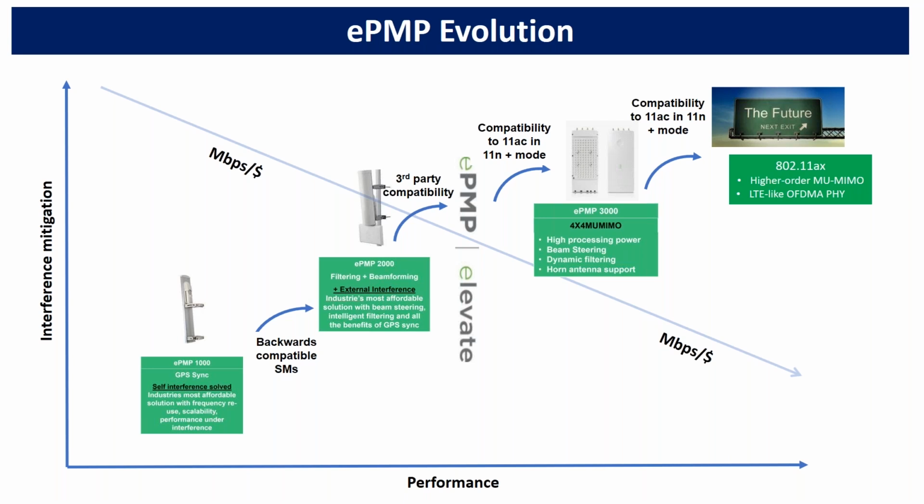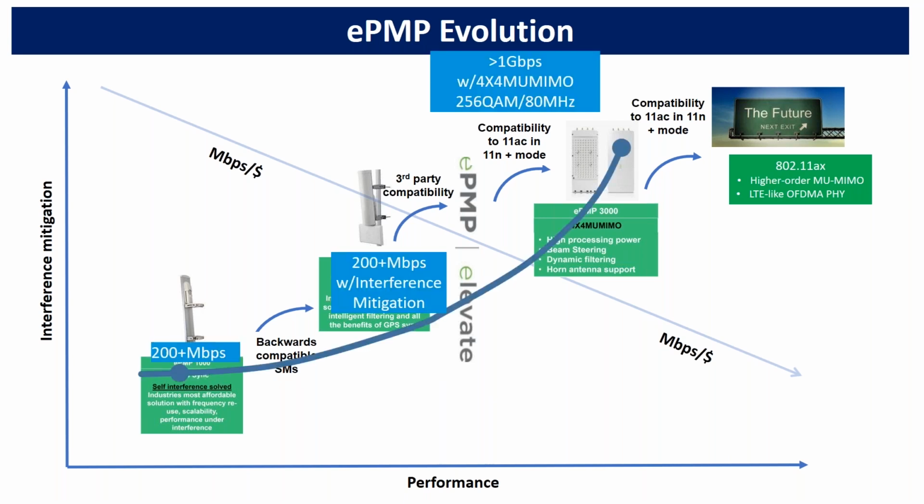And then about a year or so ago, we introduced the ePMP 3000, and that really upped the capacity with what we've been talking about by bringing the 4x4 MU-MIMO, higher processing power, and brings along the features I mentioned before. And most importantly, it brings along that compatibility and easy migration from 11N to 11N with beam steering to 11AC Wave 2. And then you see in the future there are products built on the Y6 or 802.11ax platform.